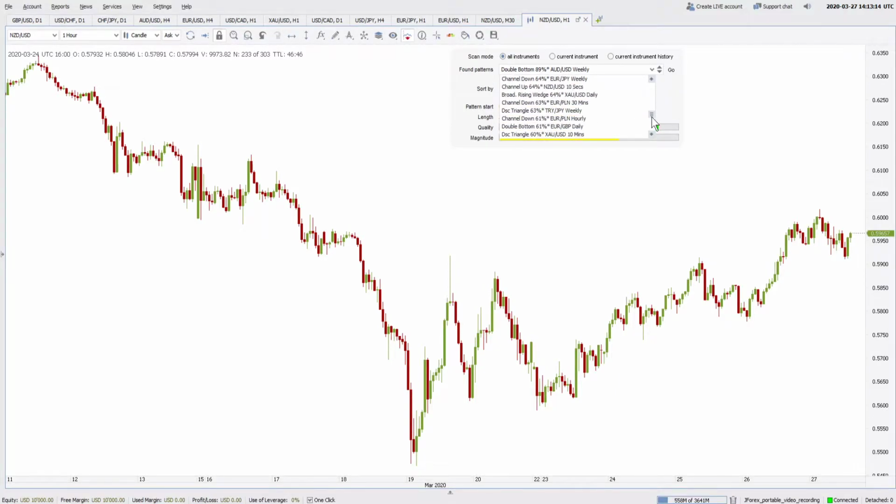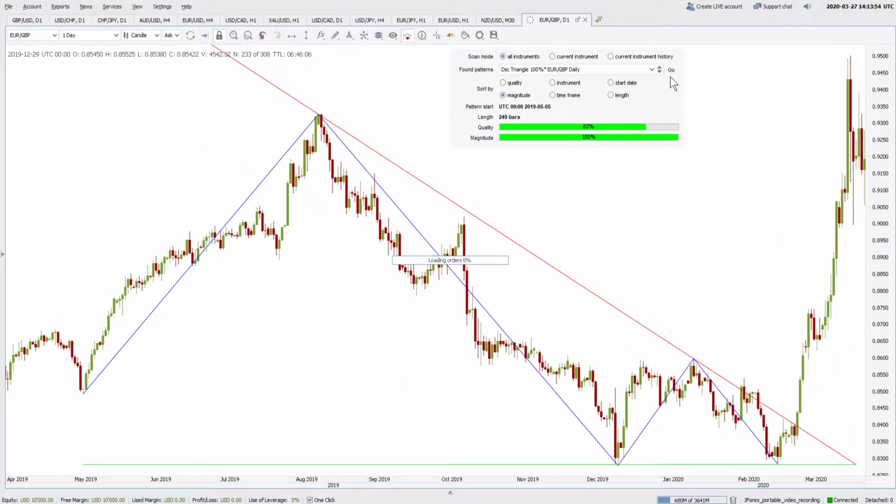Of course, there are a number of results. There are almost 50 to 100 patterns available for us to trade now. If you want to sort them, we can sort as per quality, as per instrument, as per date, as per magnitude, as per time frame, or as per length. I want to see them as per magnitude, so when I click magnitude, it will change. Now I want 100% confirmed trades. And I want descending triangle, so I want this one, and let us see what it has to show.